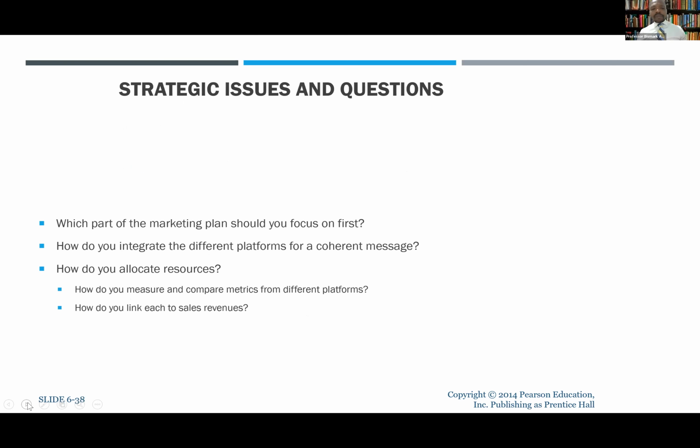So what part of the marketing plan should you focus on first? How do you integrate the different platforms for a coherent message? How do you allocate resources? How do you measure and compare the metrics from different platforms? And how do you link each sale to revenue?